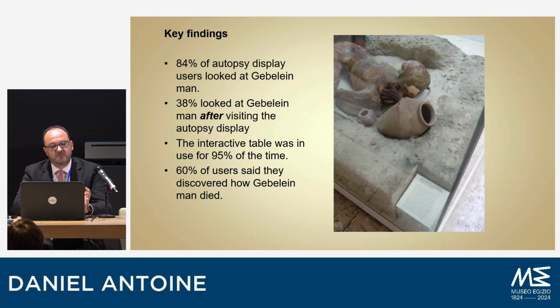And also, via the interviews, we determined what people found out. For example, most people found out that he'd been stabbed in the back, and actually he's a young man when he died. So for 200 years, we had a murder victim on display without knowing it.